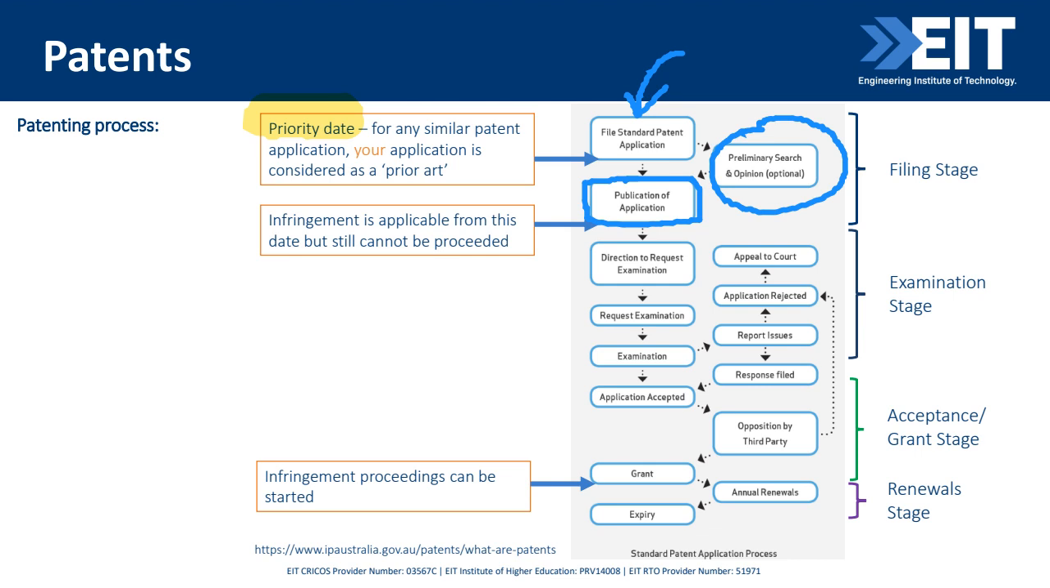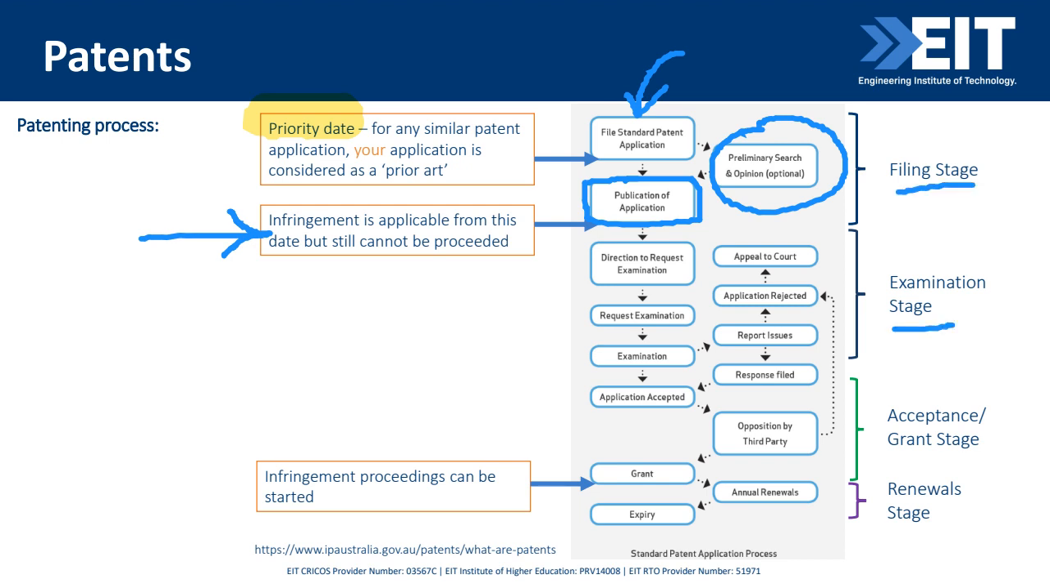Any infringement can be started or backdated to this particular date. You cannot start infringement proceedings at this point, but later on, once the patent is granted, you can backdate your infringement to this date. Now, the next step is examination. So this was the filing stage.